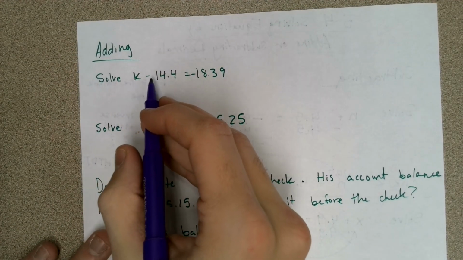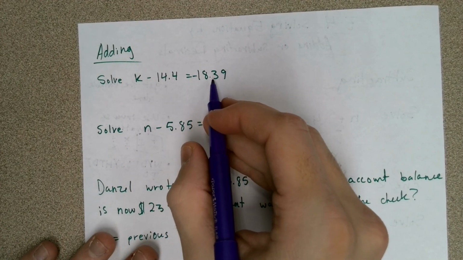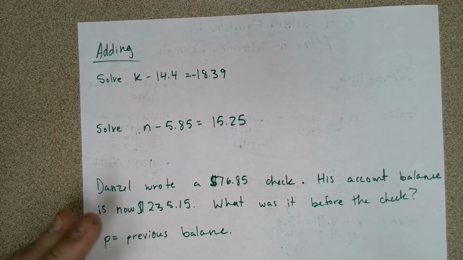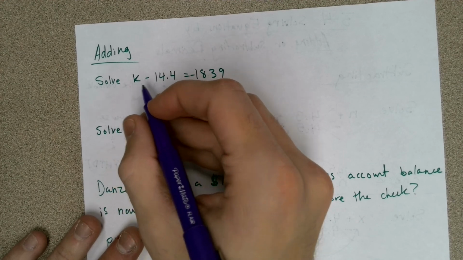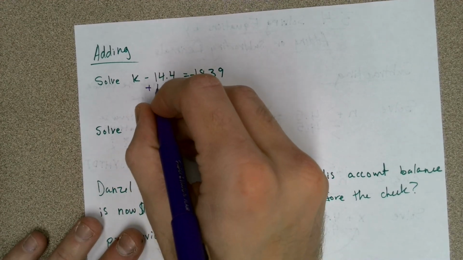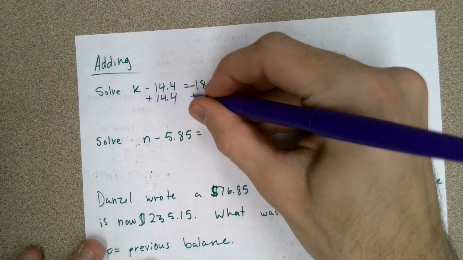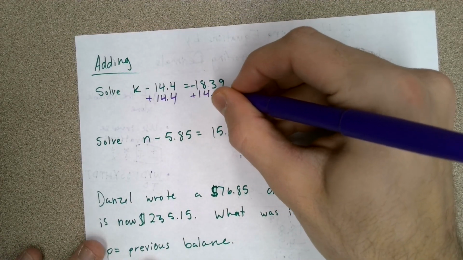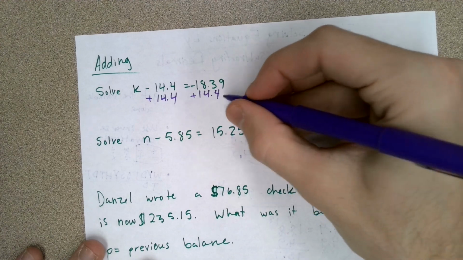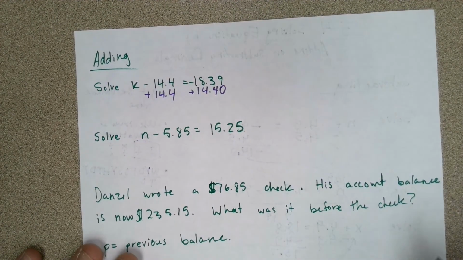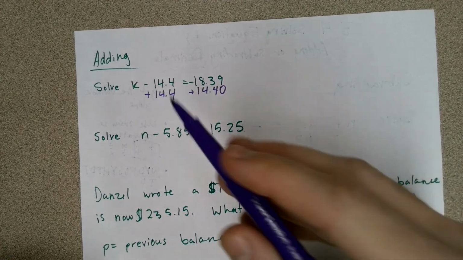Okay, we have k minus 14.4 equals negative 18.39. I know I have to get that variable by itself. Use my inverse operation. Cancel out 14.4. Whatever I do to one side, I have to do to the other. Uh-oh, look, these decimals don't line up. Here's what I'm going to do. Boop, add a little zero there. I'm allowed to do that. That's A-okay. You can add as many zeros as you need to.